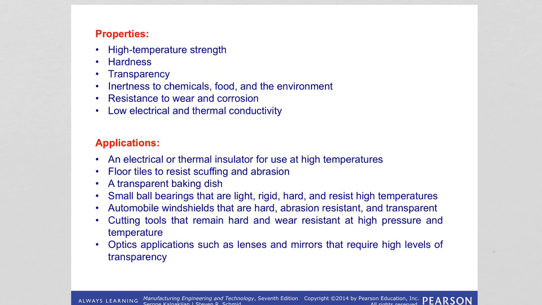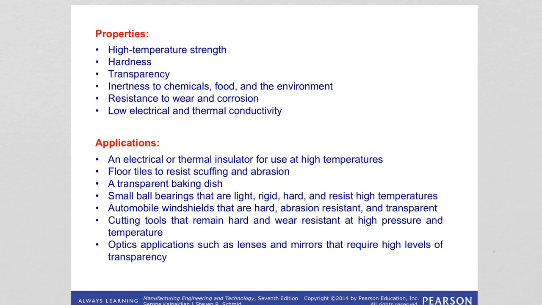So what are the application areas of ceramics? They are usually used as electrical and thermal insulators for high temperature applications. Floor tiles to resist abrasion, transparent baking dishes, small ball bearings that are light, rigid, hard, and resist high temperatures, automobile windshields that are hard, abrasion resistant, transparent, cutting tools, abrasives, right? Optical applications such as lenses and mirrors that require a high level of transparency.